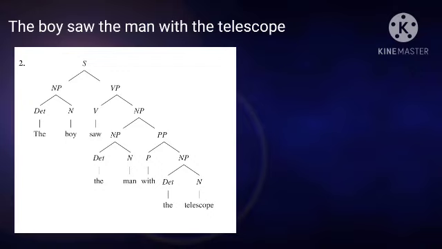For the other meaning, the boy saw a man who had a telescope. So the preposition phrase with the telescope occurs under the direct object noun phrase, where it modifies the noun man. So in this second meaning, the complement of the verb see is the entire noun phrase, the man with the telescope.